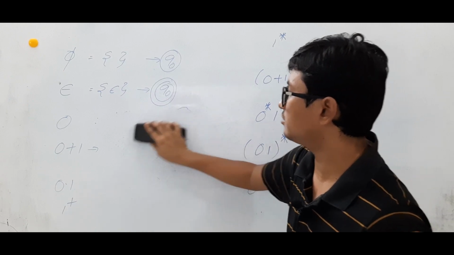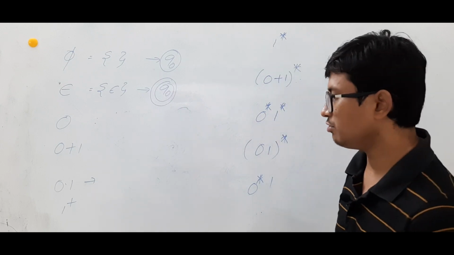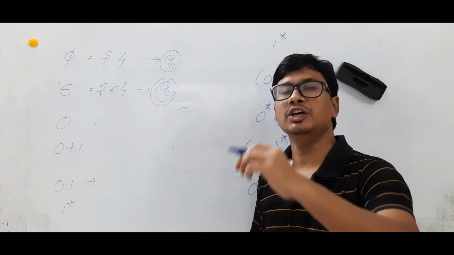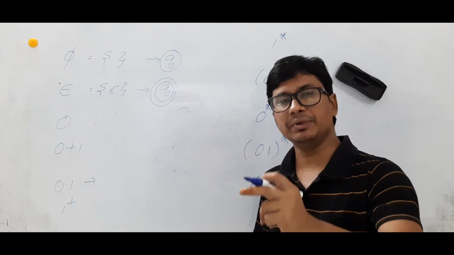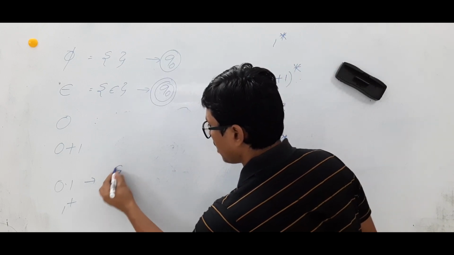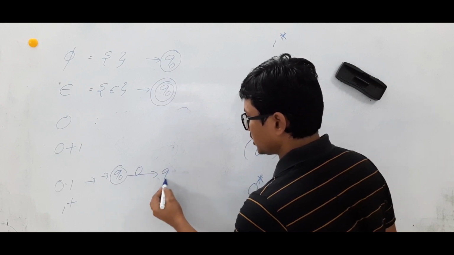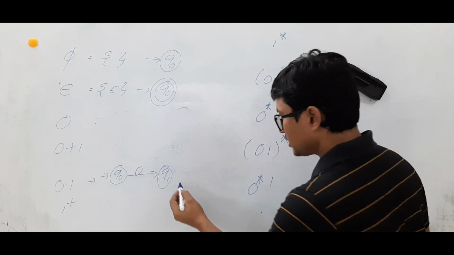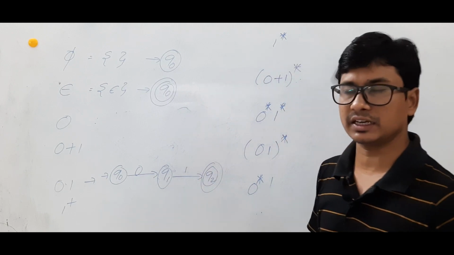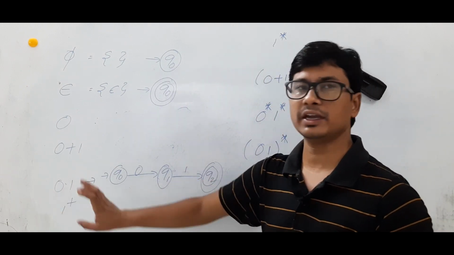0 concatenation with 1. How to do the 0 concatenation with 1 we will discuss now. Meaning is what? From the initial state on 0 it should reach to some intermediate state. From the intermediate state on 1 you should accept. So you will see we have an initial state q naught. On 0 I am reaching to some state. From that state on 1 I am reaching to the final state. So this will act as a finite automata for the given regular expression 0 concatenation 1.